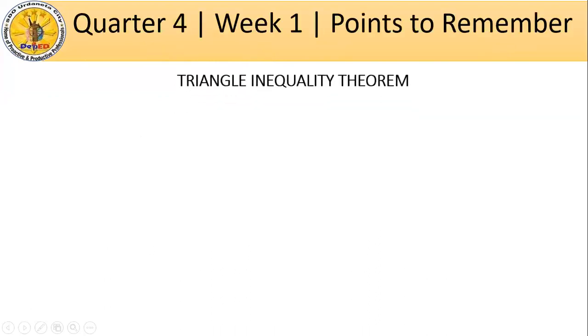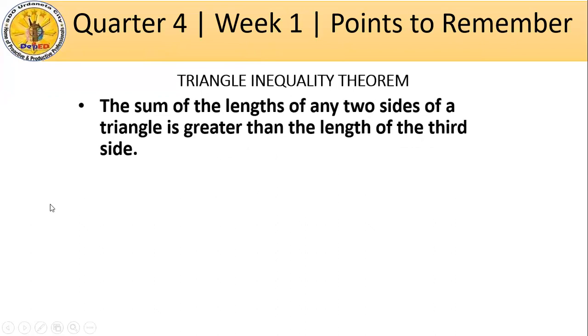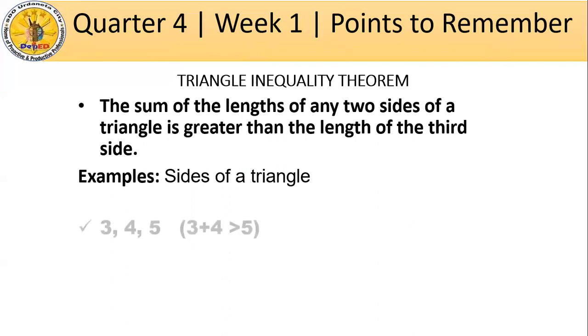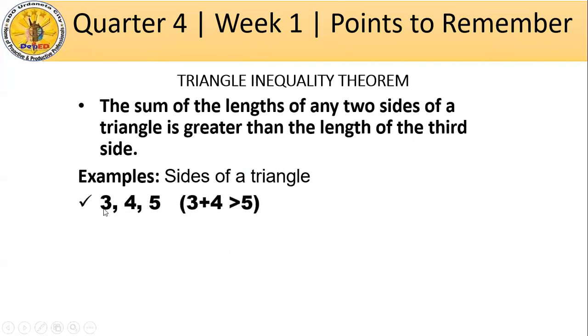For the third triangle inequality theorem, it states that the sum of the lengths of any two sides of a triangle is greater than the length of the third side. Example, how can we determine that the sides of a triangle are possible? In example number 1, the sides are 3, 4, 5. Okay? If you add 3 plus 4, it is equal to 7. And 7 is greater than 5. Therefore, it could be a possible measure of the triangle.